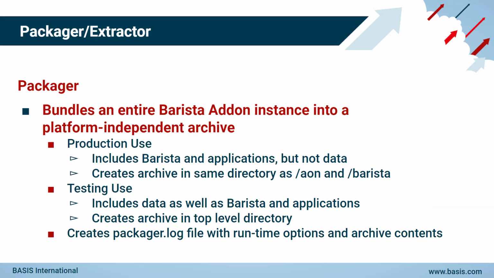If, on the other hand, you want to archive a complete instance, data included, in preparation for starting an upgrade, creating a test or development environment, or moving to a different server for whatever reason, then choose the testing use option. Either option creates a detailed log of your runtime options, path names it comes across that will need to be changed when extracted, and a list of what's included in the archive. The log itself is also then added into the archive for use during the extraction.